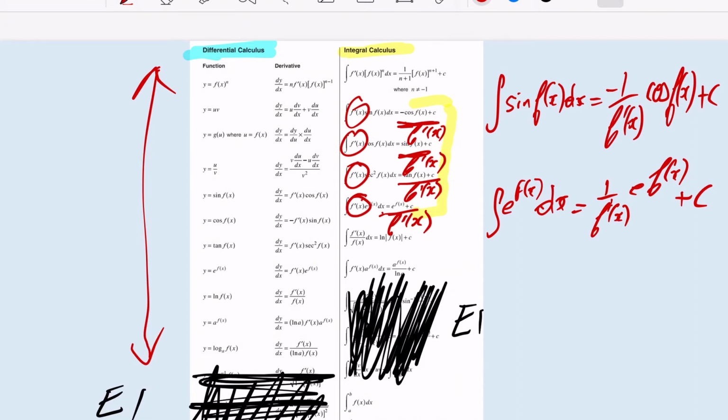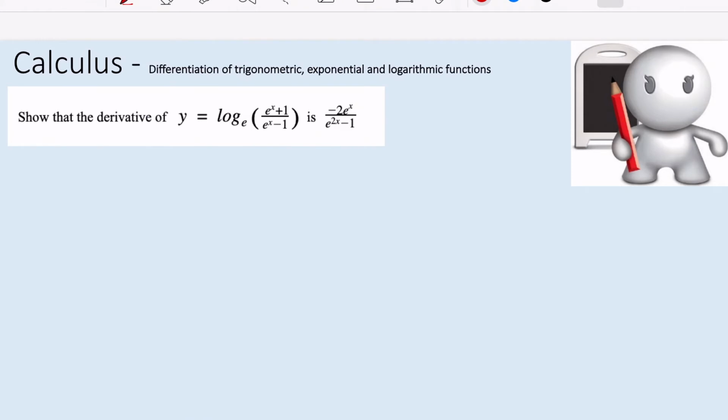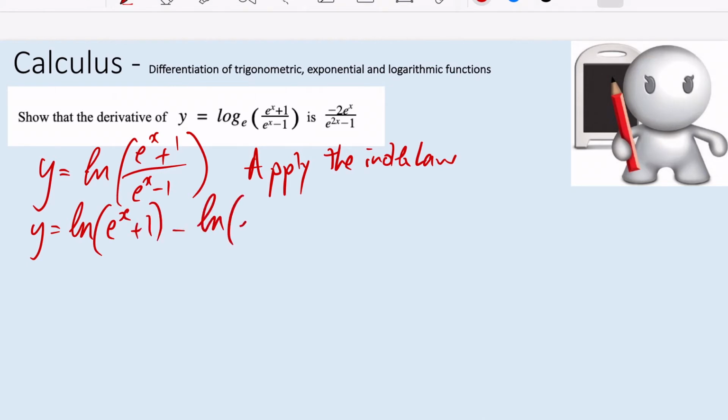So let's get a start now on our third topic, which is calculus. Okay, we start with this question. So y equals the log of e to the power of x plus 1 over e to the power of x minus 1. And we're asked to differentiate it. Well, before I differentiate it, I'm going to apply the index law. And the index law states that it's the log of the numerator minus the log of the denominator.